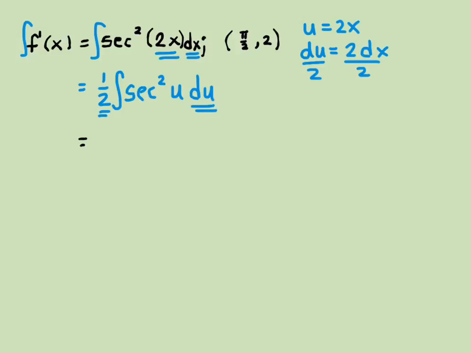Now, I know many of you are still working on the antiderivative quiz, and so some of you are still struggling to remember, but do you remember what the antiderivative of secant squared is? Tangent. That's correct. And it would be tangent of u and then plus our c. So this then would be 1/2 the tangent of u, which would be the tangent of 2x plus c.